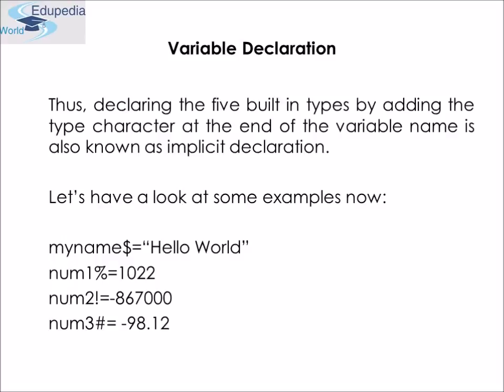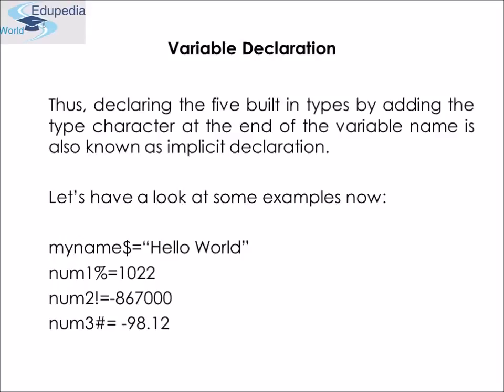Suppose I have taken a variable named myname. I have put a $ sign at the end of it. So by putting the $ sign at the end of it, it will be treated as a string now in QBasic. I have assigned it a character value now, which simply is hello world. Similarly, I have taken another variable, say num1, by putting a percentage sign at the end of it. It will behave as an integer now.